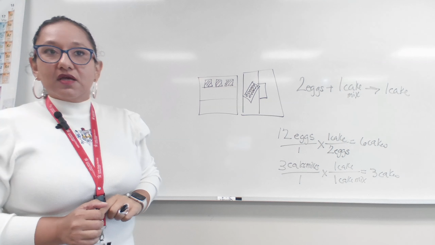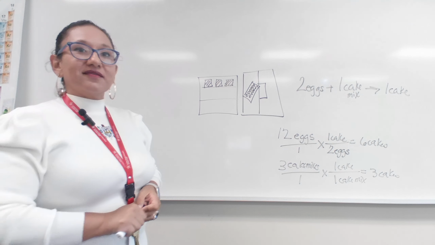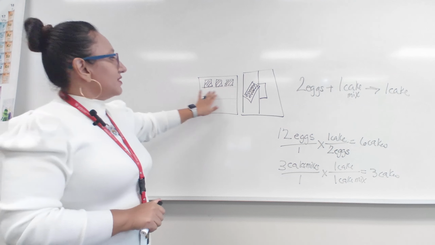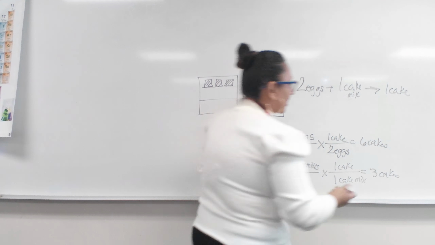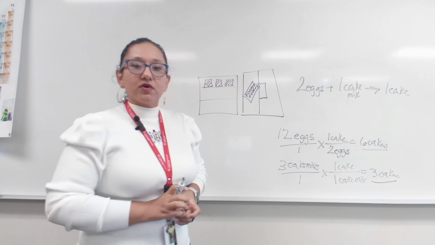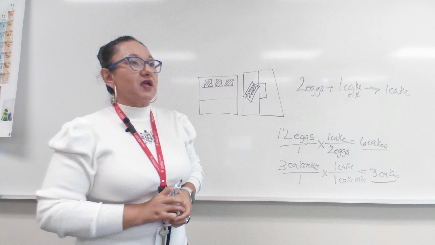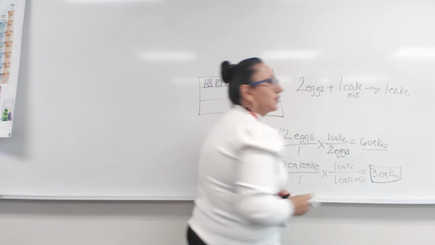mixes. So when you're doing limiting reactant problems, what it's asking you is take them into consideration separately, see how much cake you can make, and whichever number is the smaller number, it's the number you're going to make. So in this case, it's 3 cakes.